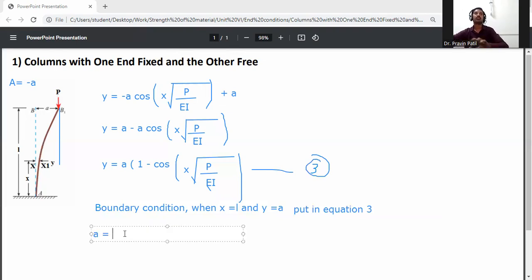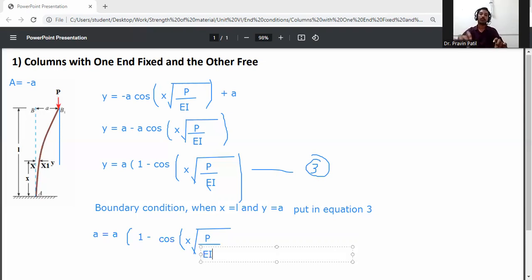a is equal to a in bracket 1 minus cos in bracket x root of p by a.